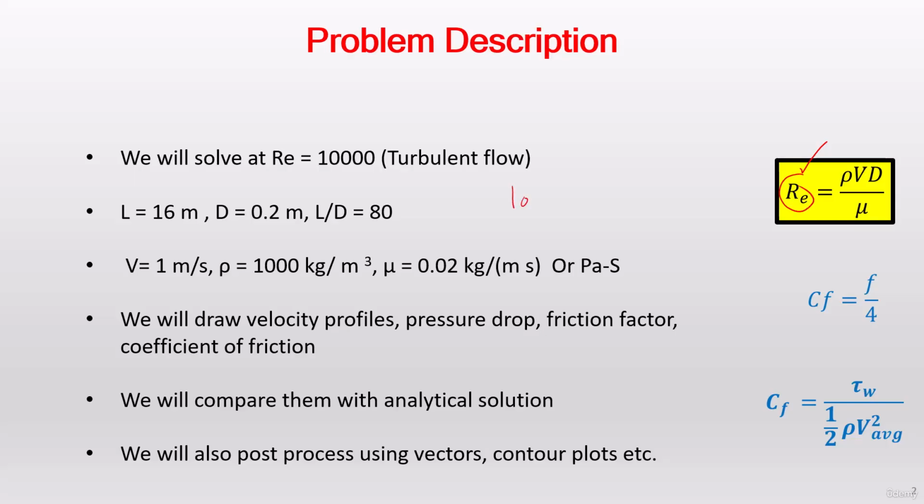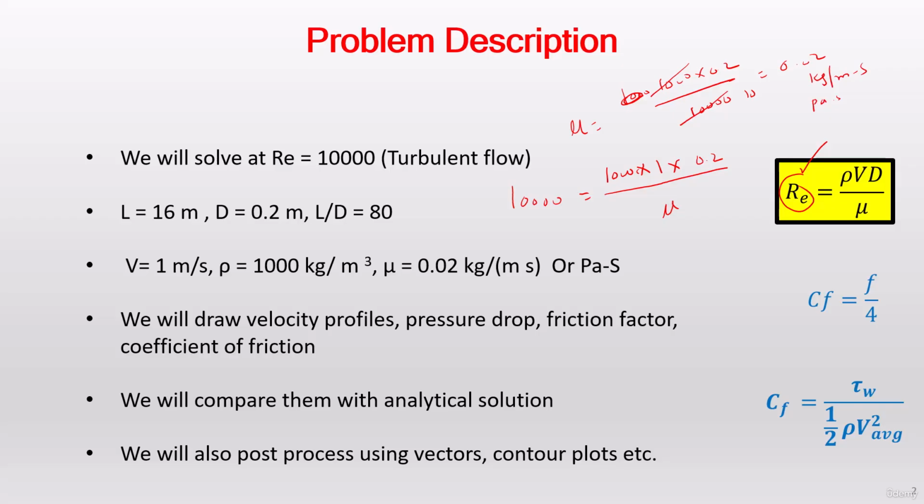So for example, for Reynolds number 10,000, density is 1000, multiplied with the velocity equal to 1 meter per second, diameter equal to 0.2, and divided by the viscosity. So viscosity becomes 1000 into 1000 into 0.2 divided by 10,000. Dividing them, we get 0.02 kilogram per meter second, or Pascal second.